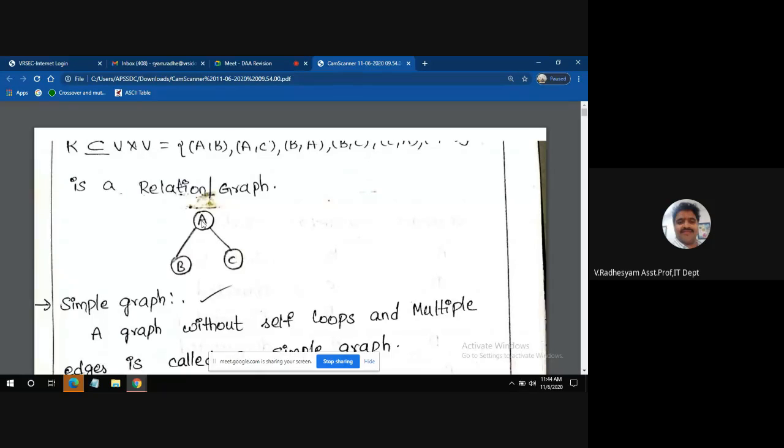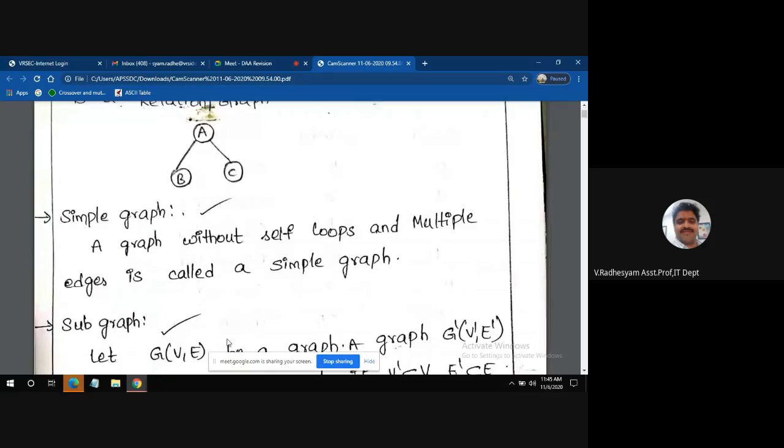That pair denotes an edge. AA, AB, AC, BA, BB, BC, each one represents one edge. A, B, C individually represent vertices. The ordered pairs AA, AB, AC, each one represents an edge. So a subset of a relation is called a graph, or a subset of a Cartesian product is called a graph, mathematically speaking.